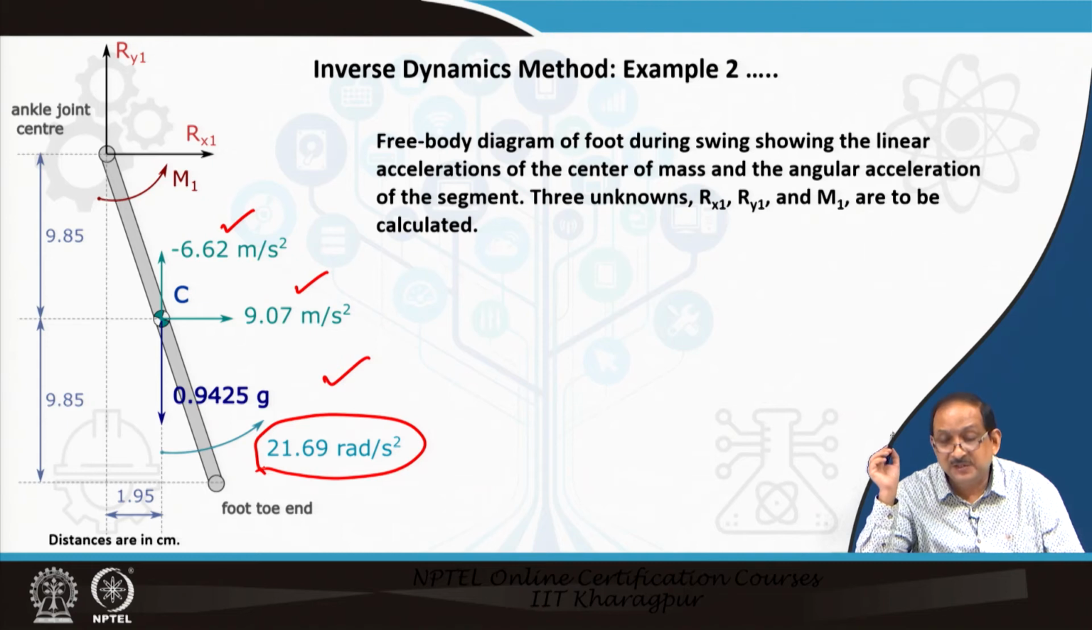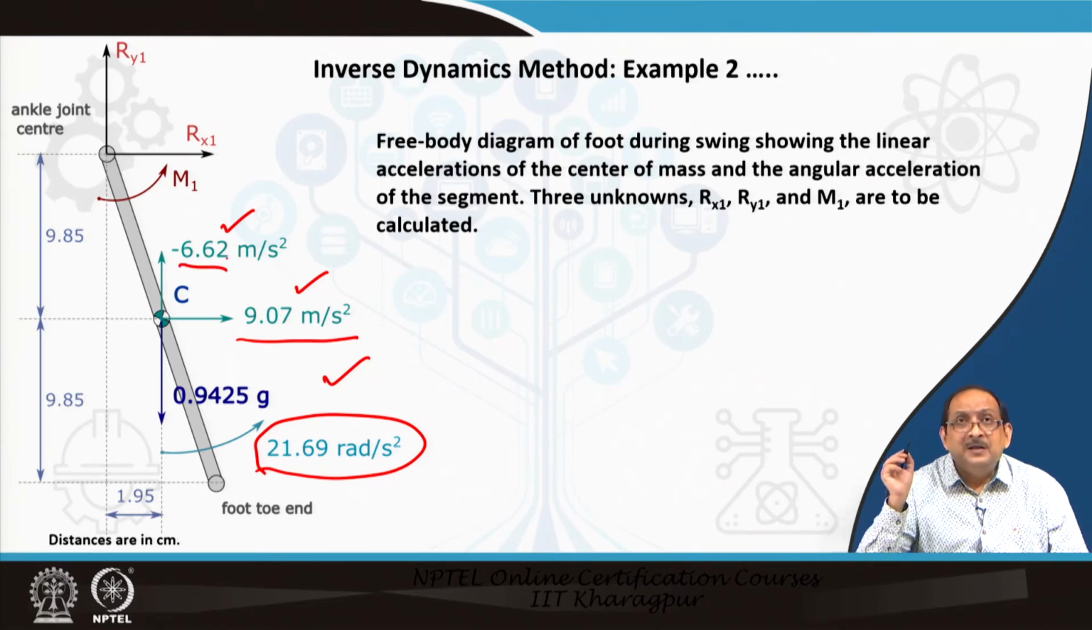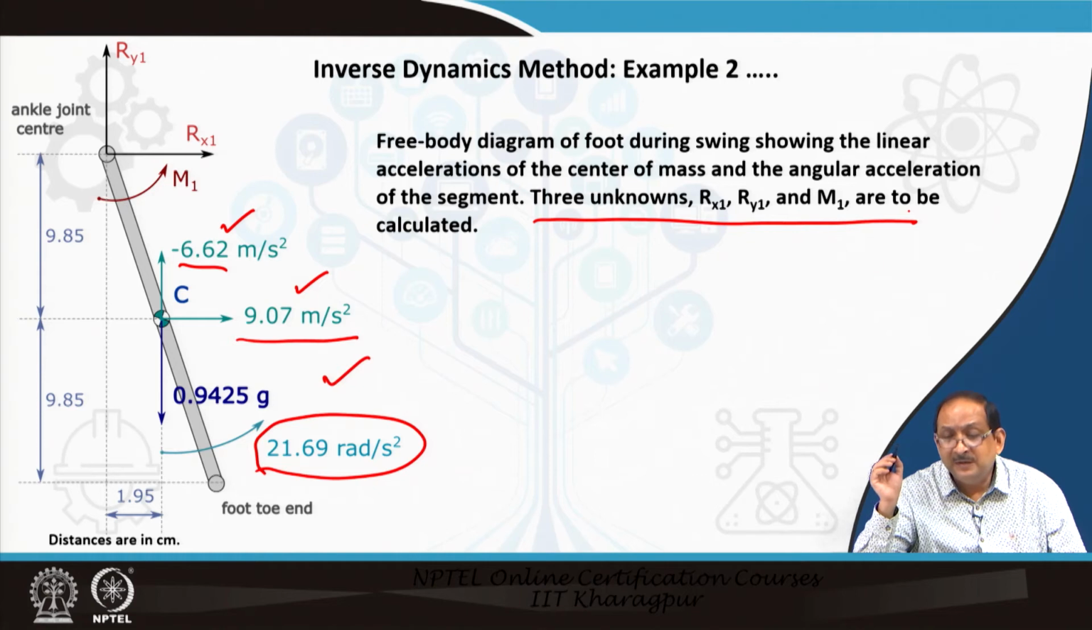So, 21.69 is the angular acceleration, whereas the linear acceleration Ax is 9.07 and minus 6.62 meters per second square, Ay, that is along the vertical direction, the linear acceleration. So, we need to now calculate the three unknowns Rx1, Ry1 and M1 from the given data and the condition.